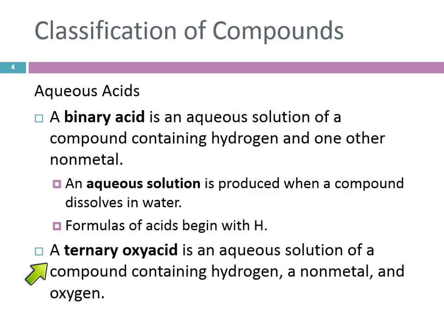Ternary oxyacid. Ternary oxyacid, 3 elements. It's going to have hydrogen, and it's going to have oxygen, and then it's going to have some other element. It's going to be a nonmetal. So this one's hydrogen, a nonmetal, and oxygen.